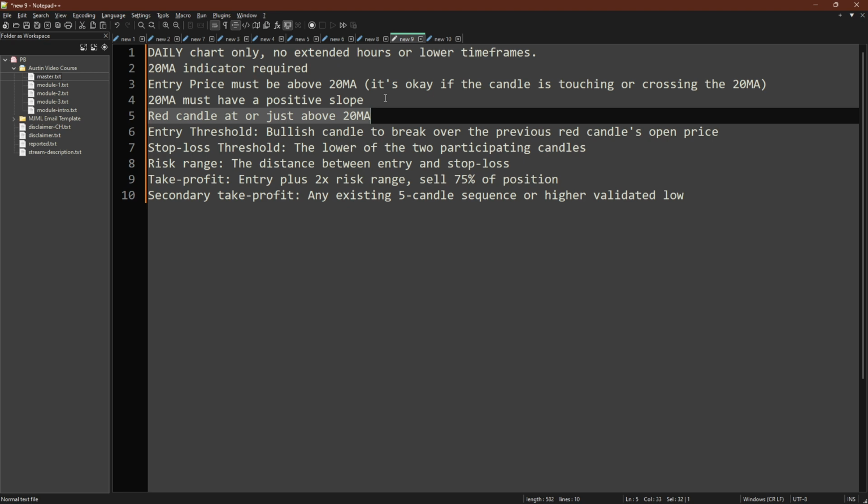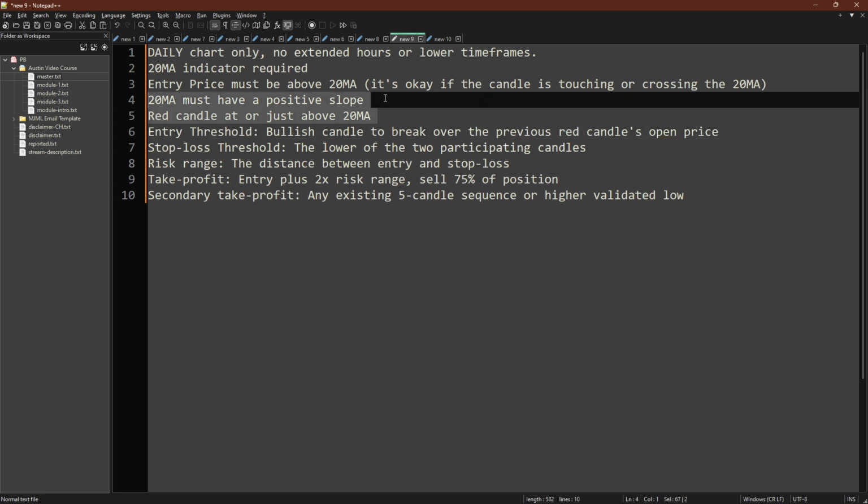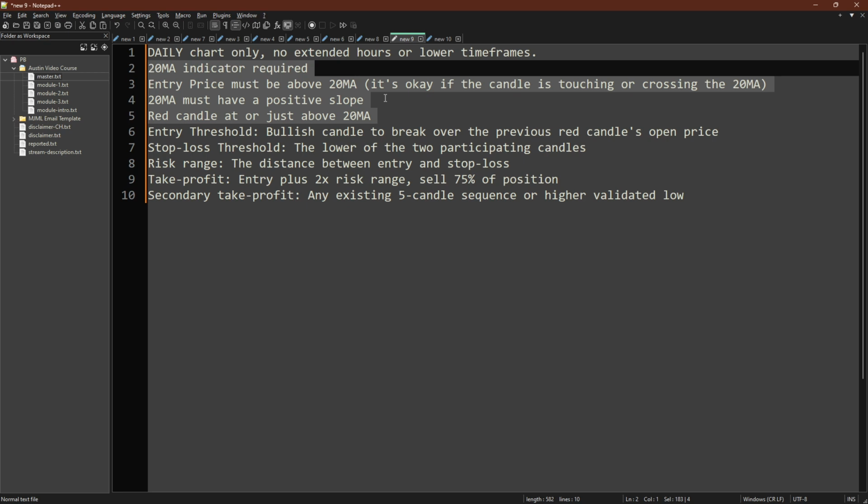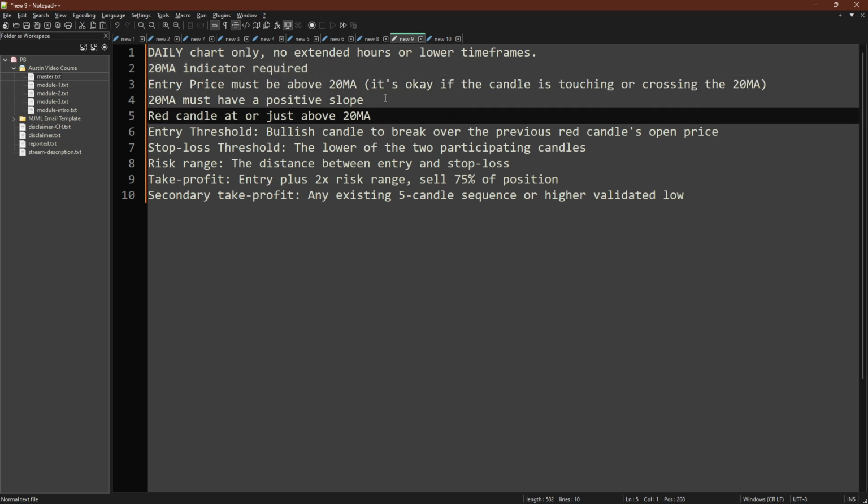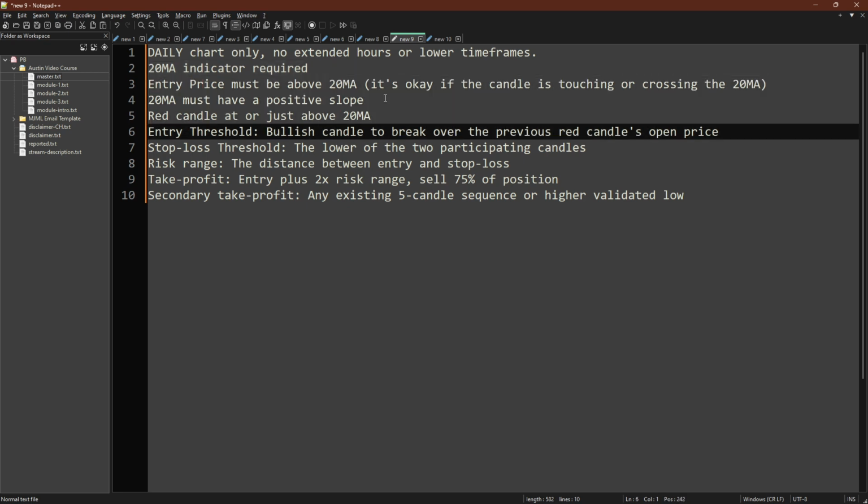Red candle at or just above the 20 period moving average. We don't want it right on the moving average necessarily, and we don't want it below the moving average. On is okay, below is not okay. We just want the price to be at or above average. All of these just kind of say the same thing: we just want the price to be moving up. That keeps us out of a lot of garbage. It keeps us from having to guess. All that good stuff. We just got a nice clean mechanical system.